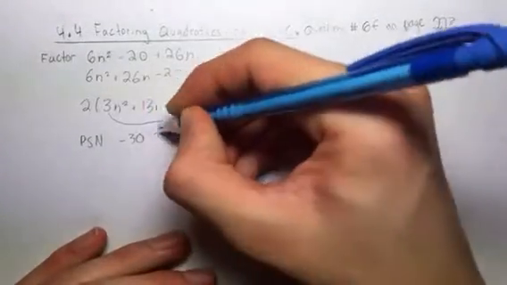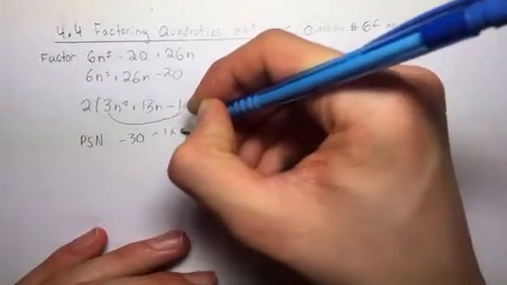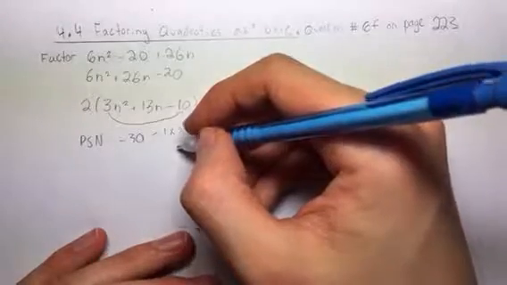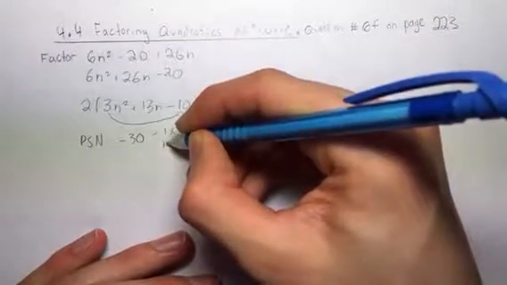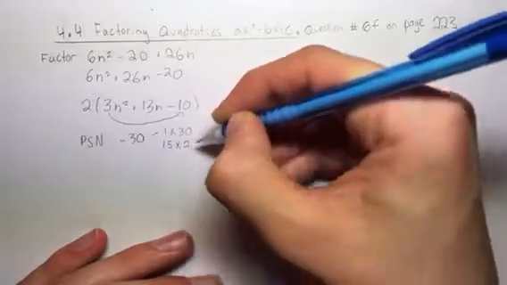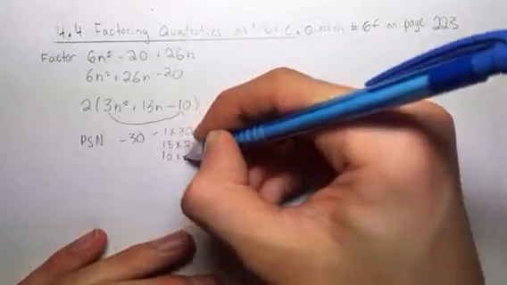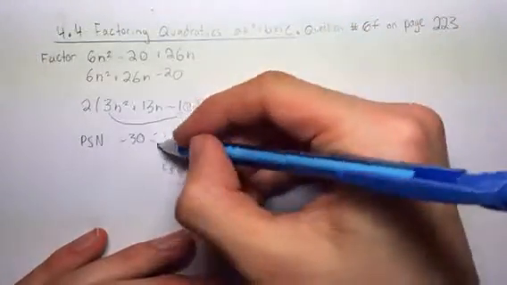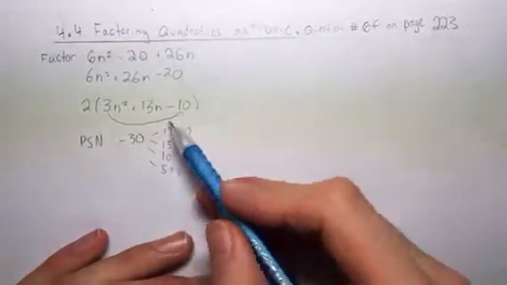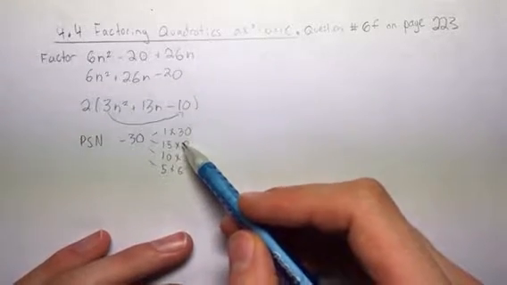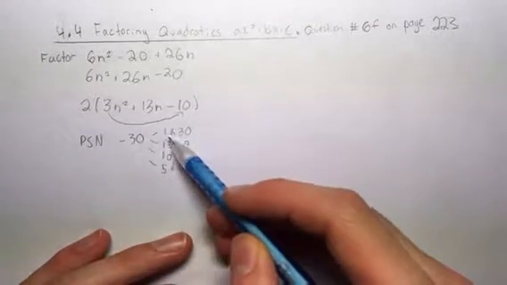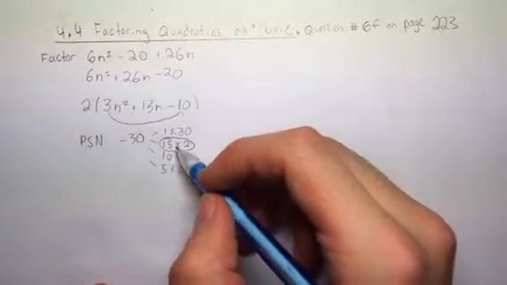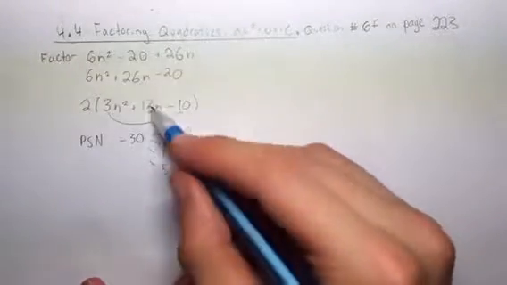So let's see. 1 times 30 equals 30. 15 times 2 equals 30. 10 times 3 equals 30, and 5 times 6 equals 30. So all of these equal 30, but the two numbers that we can add or subtract to equal 13n are 15 and 2. So we're going to use this one. Okay, so now we have our two numbers. We're going to do 15 minus 2 because that's what gets us 13n.